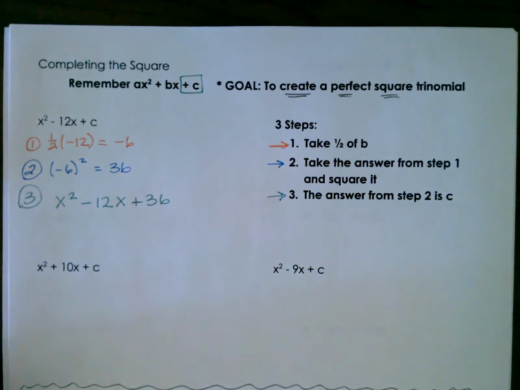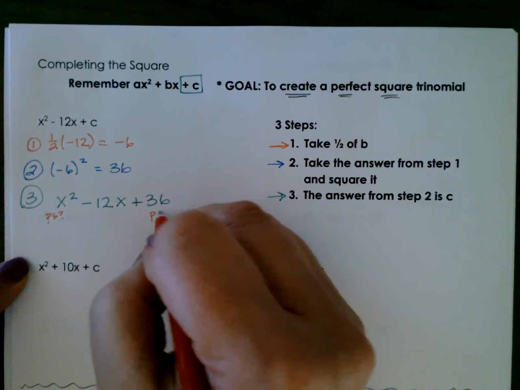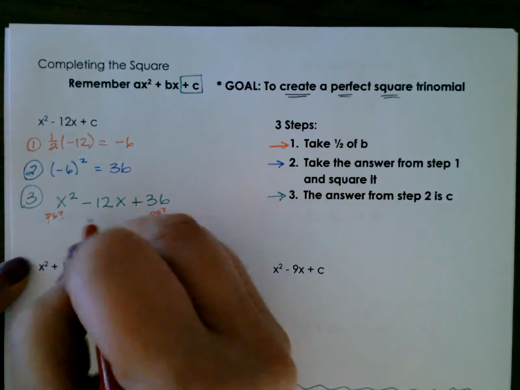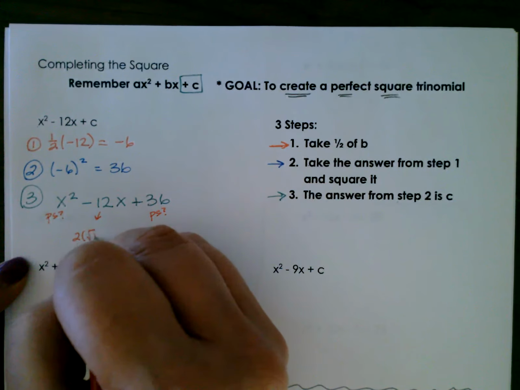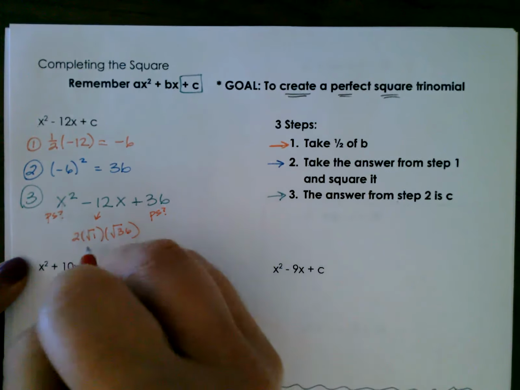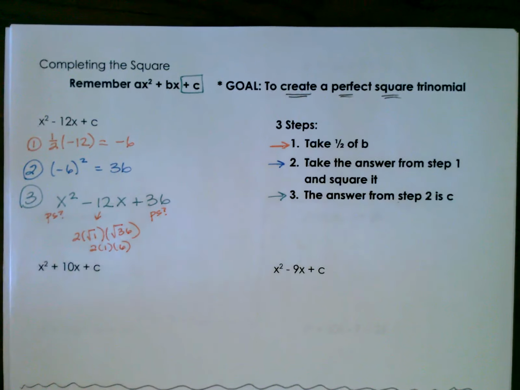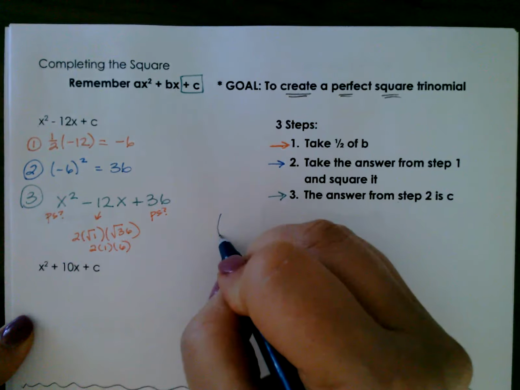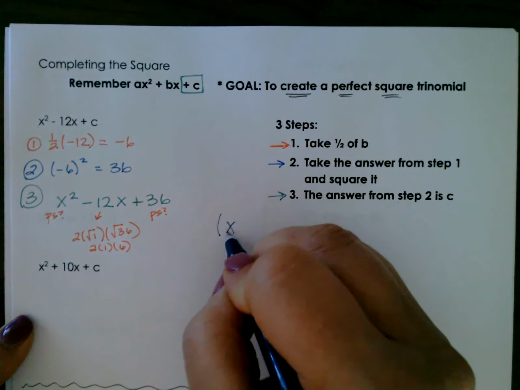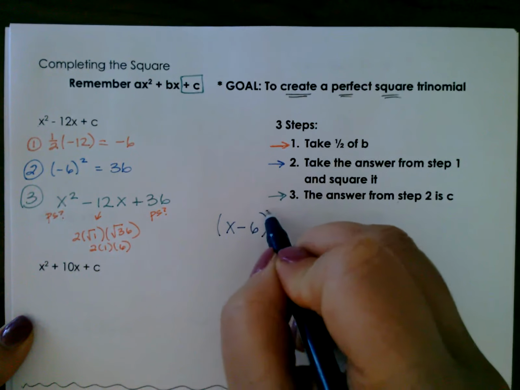Well, let's give it a test. Is that a perfect square? Yes. 2 times the square root of the A term times the square root of the C term: 2 times 1 times 6. Wow, marvelous. Way to go. We have a perfect square trinomial. When it comes time to factoring it soon, we would take the square root of the A term, the square root of the C term, and the sign in front of B, and we're done.